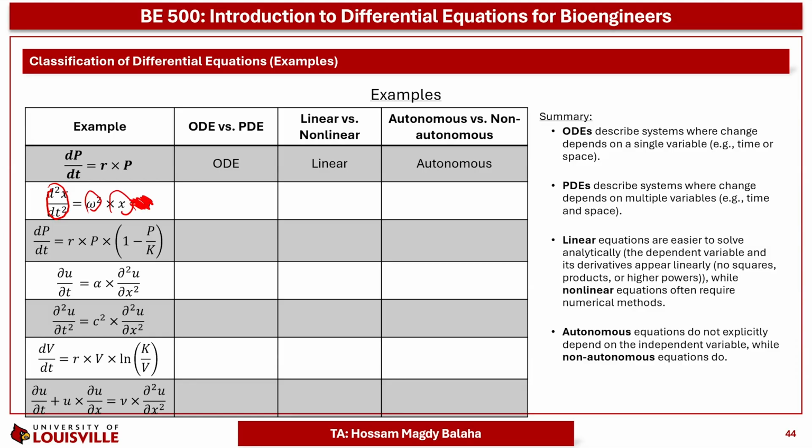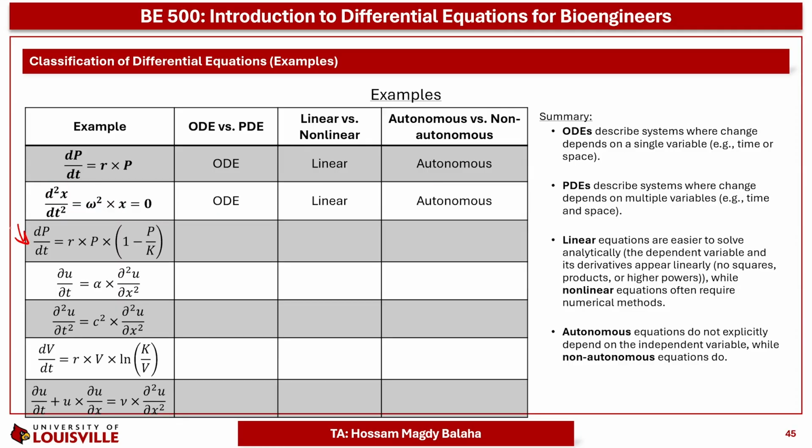This is an extra, so in this case this is a constant. We have x, which in this case is not raised to any power or multiplied, so this will be linear. We have a single variable, so it will be an ordinary differential equation, and no variables that depend explicitly on the independent variable, so this will be autonomous.